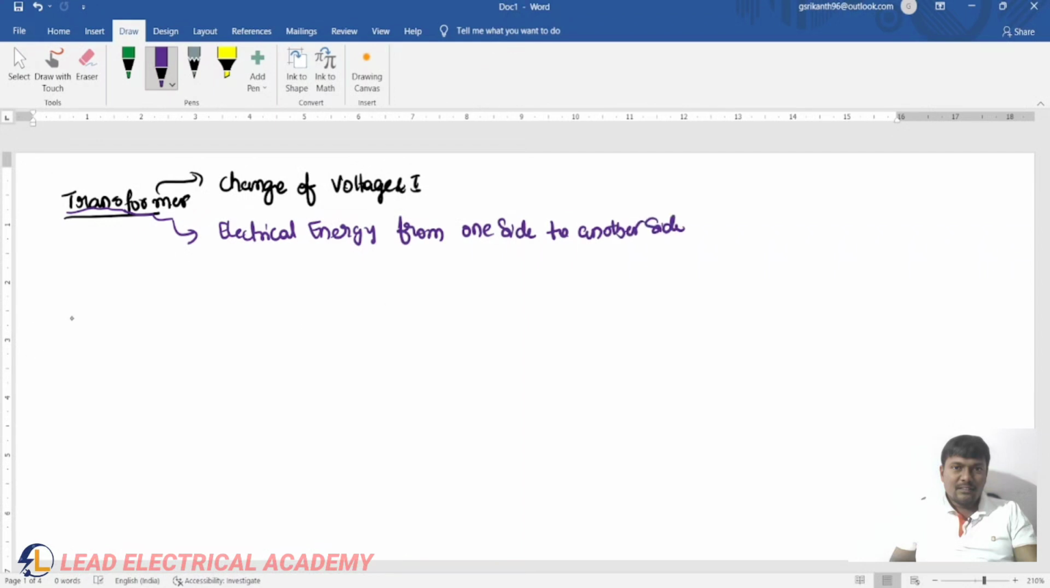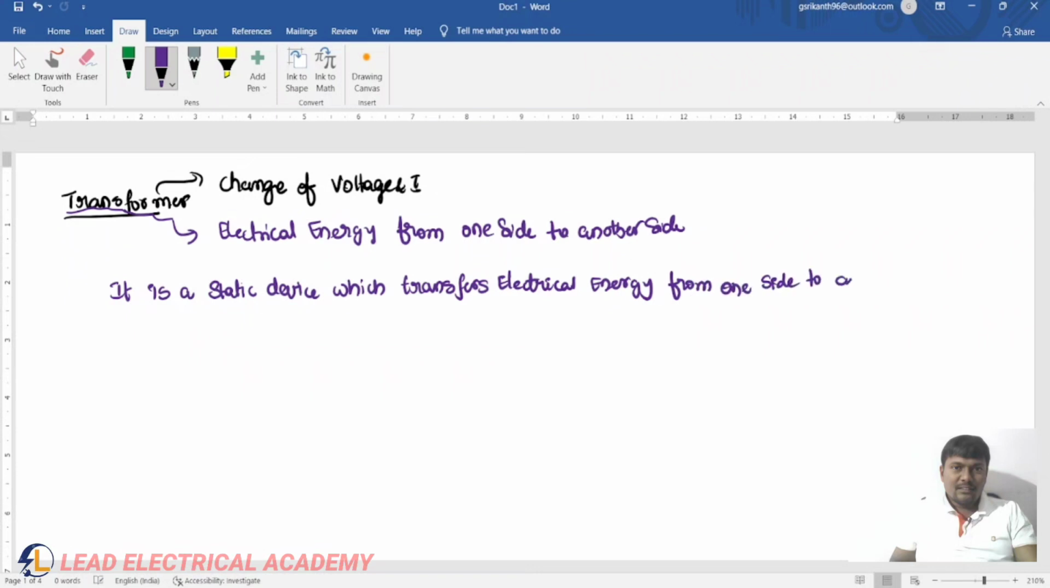Then we can define a transformer like this. It is a static device which transfers electrical energy from one side to another side with changing voltage and current levels without changing frequency. So this is the definition of a transformer.